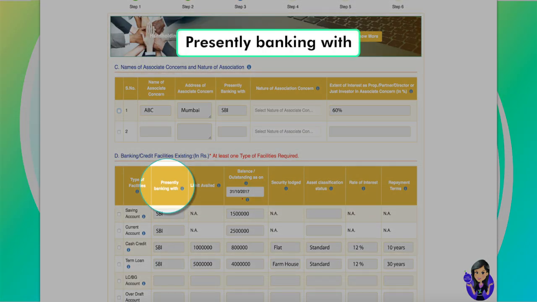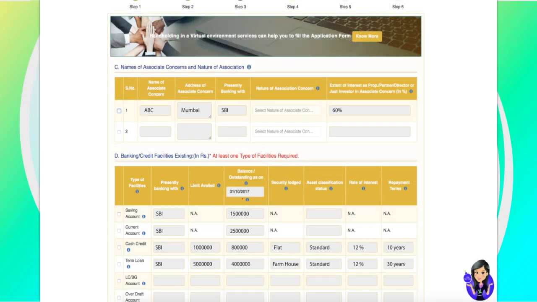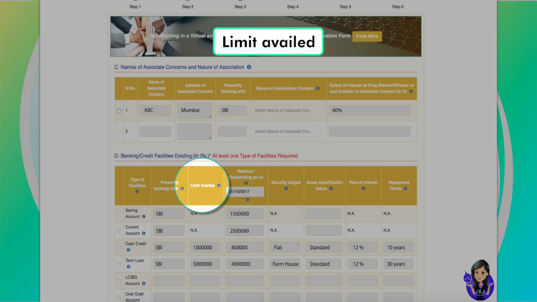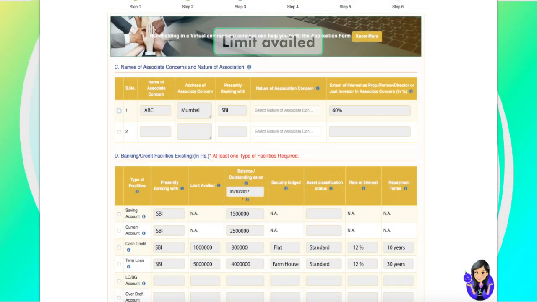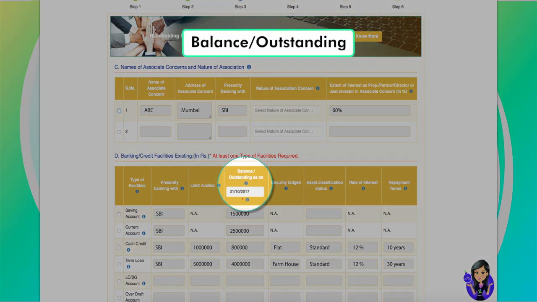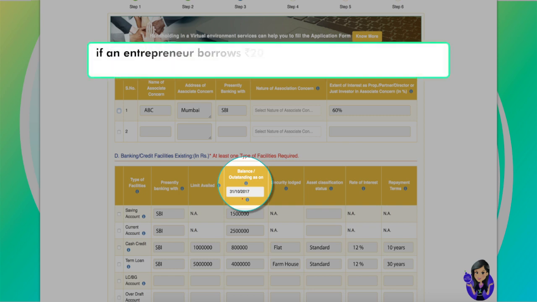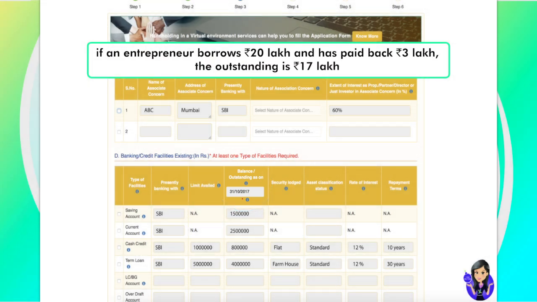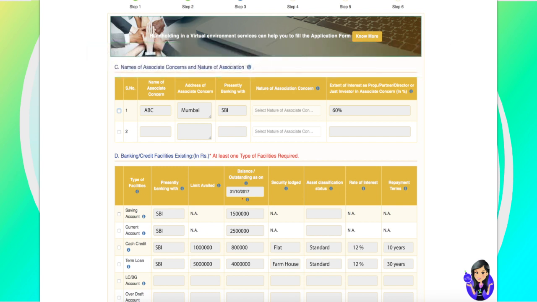Next, the applicant is required to fill in details of the lenders from whom the facilities have been availed. Amount of limit availed. The amount owed on a debt as on a particular date. It basically stands for debt that has not been repaid in full. For example, if an entrepreneur borrows 20 lakh rupees and has paid back 3 lakhs, the outstanding is 17 lakhs.